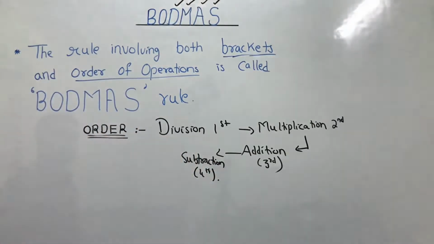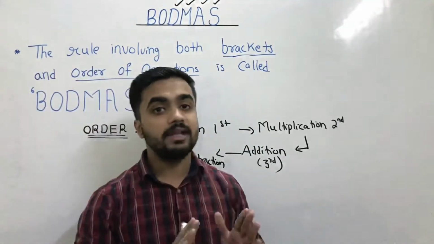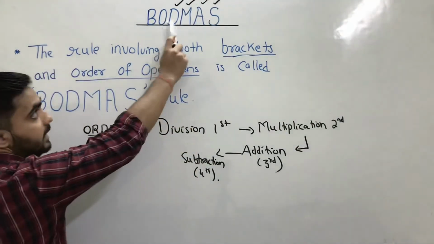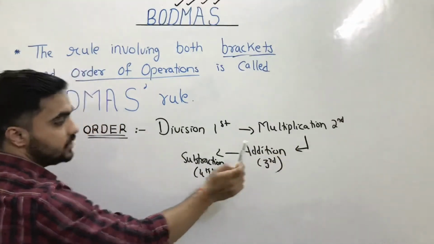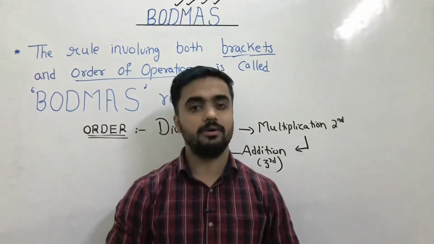So I'll repeat it again. BODMAS rule is the rule involving both brackets as well as order of operation. And the order is in this DMAS, that is division, multiplication, addition and subtraction. Let's see a numerical to clear your doubts.